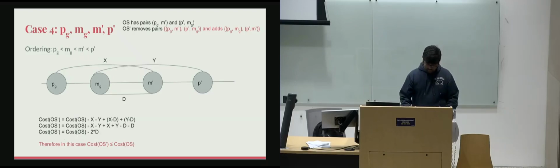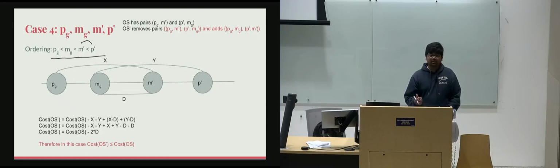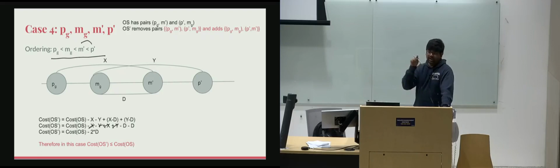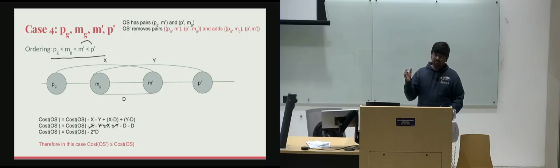Similarly for case 4, you do the similar steps. Now the ordering is something like this. I think we have switched these two terms. Like in case 3 they were the other way around. Now M prime is less than P prime. So if you try and solve this, x cancels out, y cancels out, and you end up with minus 2d. So you will always get some term in the subtraction part that is actually making it better than the OS. So this has to be less than or equal to the cost of OS again.